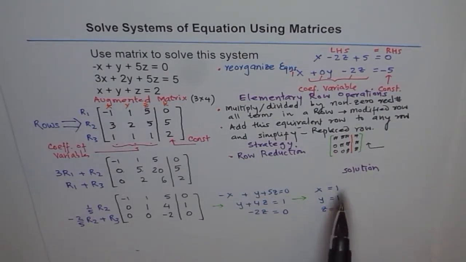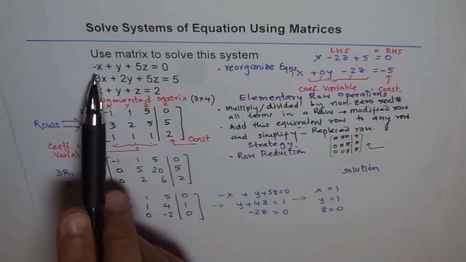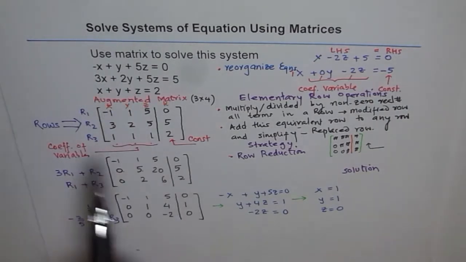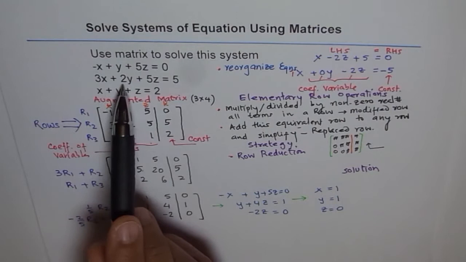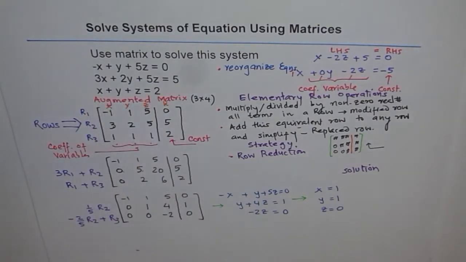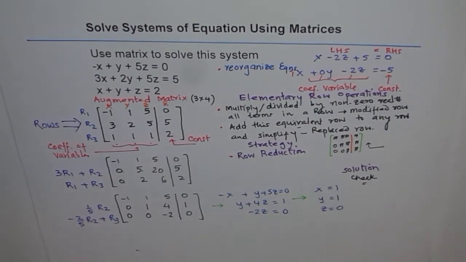How will you check? If I put 1, 1 and 0, do I get this term? Yes, we do, right? If you sub in 1, 1 and 0, you get minus 1 plus 1 is 0. 1, 3 plus 2 is 5, z is 0 for us, and 1 plus 1 is 2. So that solution check is done, right? And perfect. x equals 1, y equals 1, and z equals 0 leads to the solution. I hope you appreciate the way we moved around and simplified and got our job done so neatly.